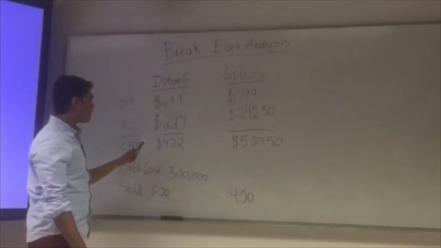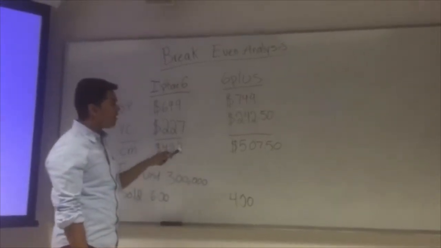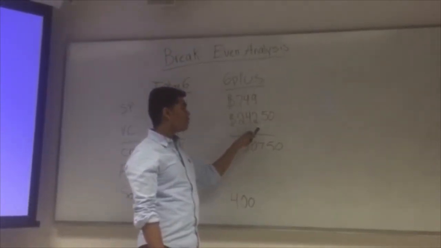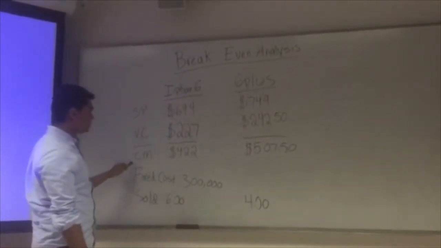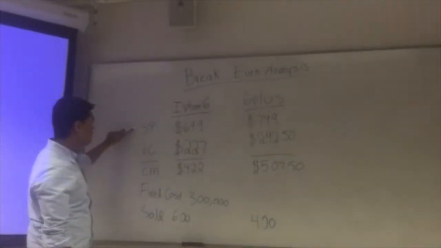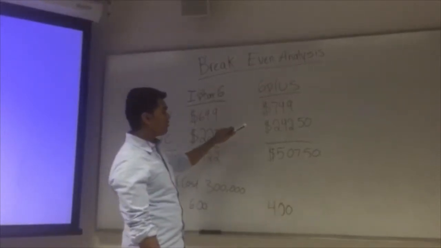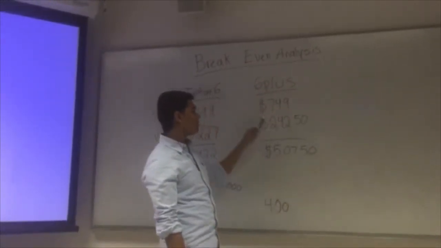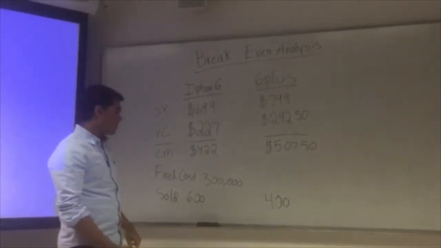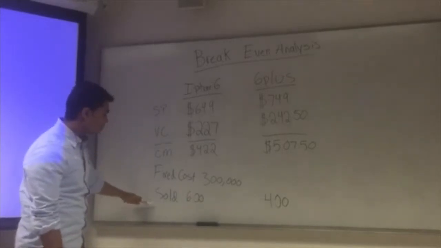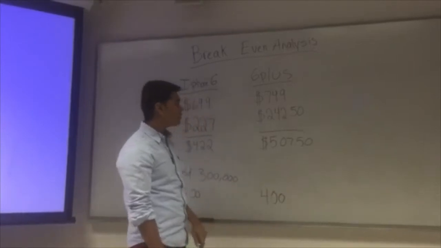Now with some research, we found out that Apple, the cost to make an iPhone 6 is $227 and the cost to make a 6 Plus is $242.50. So now we need to find our contribution margin. So how do we find that? We do the selling price minus the variable cost, which gives us $422, and then it gives us $507.50 for our 6 Plus. Now, our fixed costs are at $300,000, and we have about 600 units sold for iPhone 6, and 400 units sold for iPhone 6 Plus.